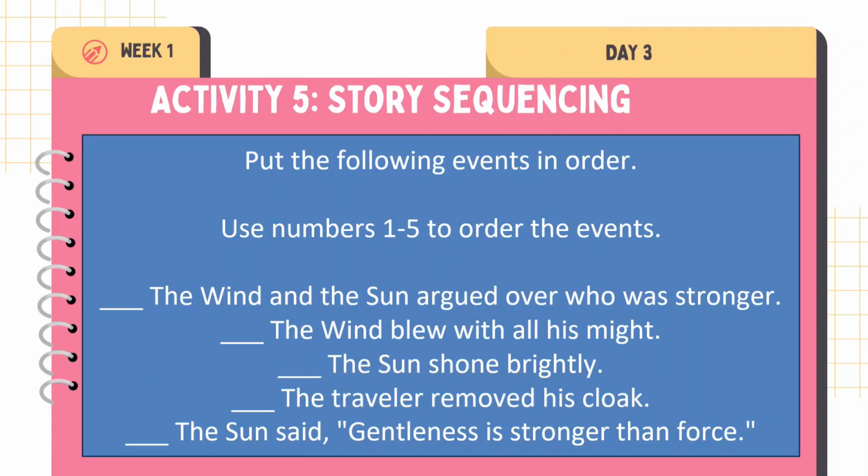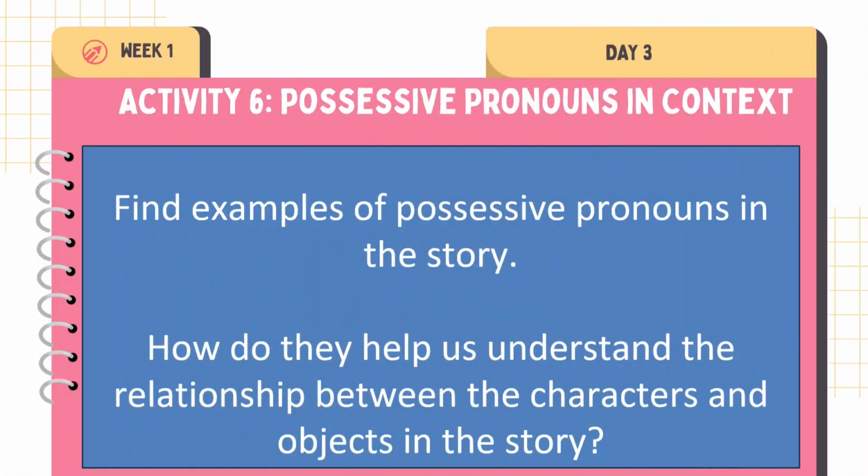Put the following events in order. Use number 1 to 5 to order the events. And then find examples of possessive pronouns in the story. How do they help us understand the relationship between the characters and objects in the story?